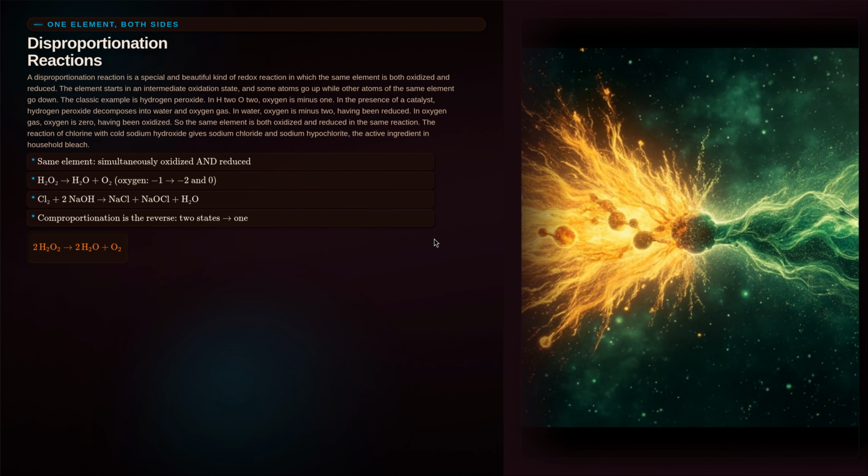The reaction of chlorine with cold, dilute sodium hydroxide gives sodium chloride and sodium hypochlorite, which is the active ingredient in household bleach. Here, chlorine starts at 0 and goes to both -1 and +1. This is a true disproportionation of chlorine.